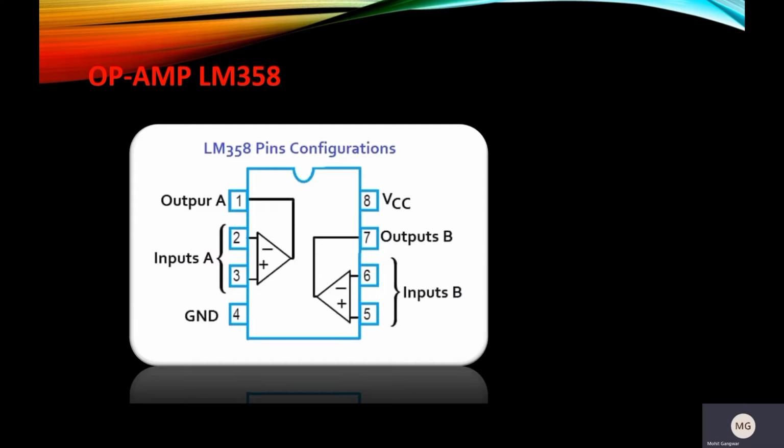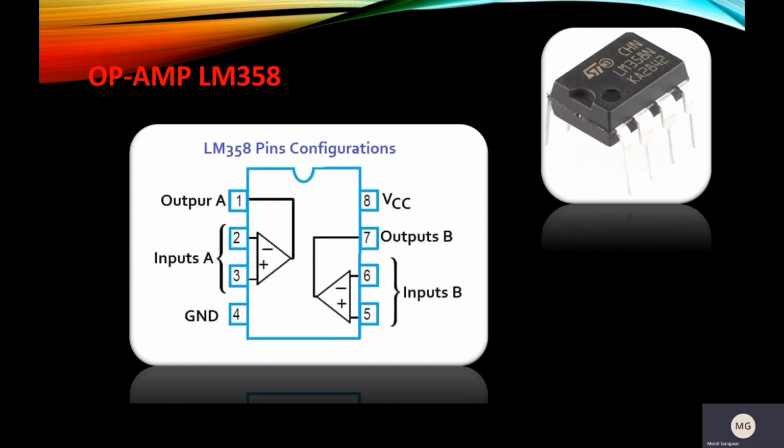LM358 is a dual low noise operational amplifier which has two independent voltage comparators inside. When the voltage at the non-inverting input positive is higher than the voltage at the inverting input negative, then the output of the comparator is high, and if the voltage at the inverting input negative is higher than the non-inverting input positive, then the output of the comparator is low. This is how LM358 looks in the real world.